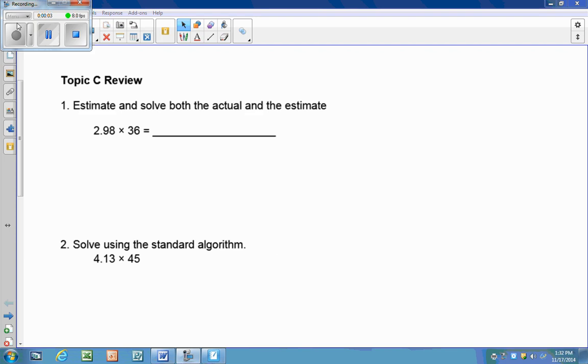This is the Module 2 Topic C review. I'm going to go over how to do this. The first thing says to estimate and solve both the actual and the estimate. So you need to pay attention to that.